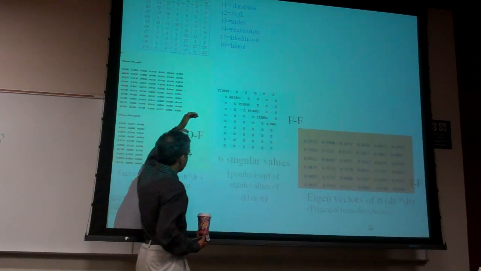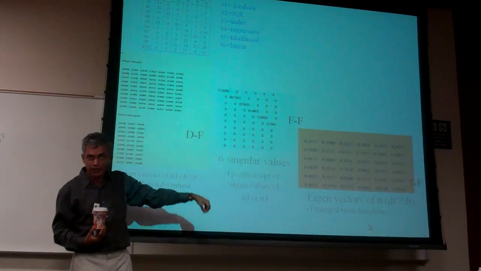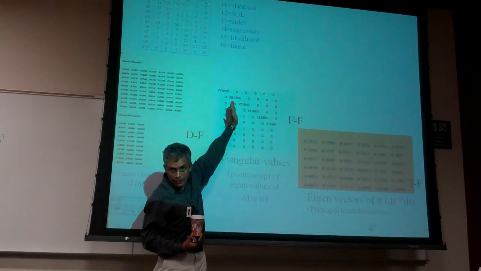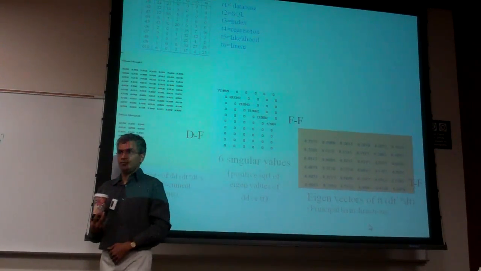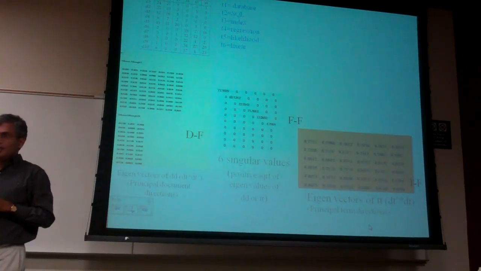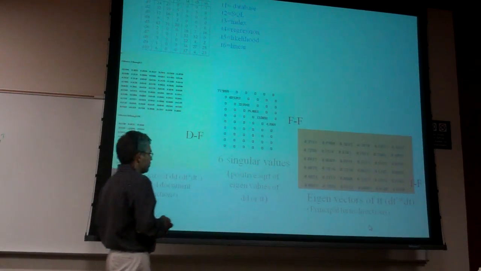Now once again, remember that you organize the vectors in such a way that the primary eigenvector comes first, and so the primary eigenvalue comes first. Secondary eigenvector, secondary eigenvalue, and so on. This is SVD. Okay? Now, let's think about a couple of things.